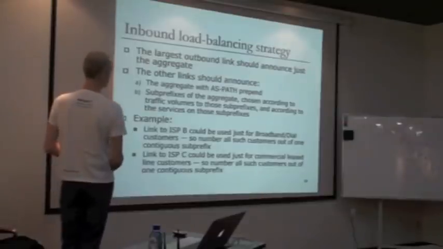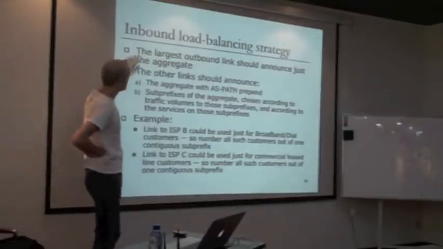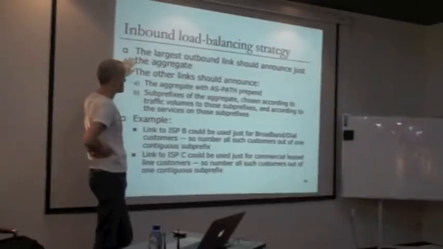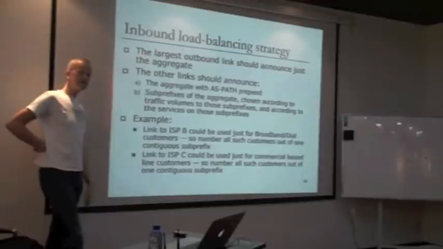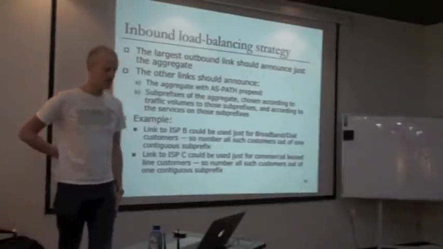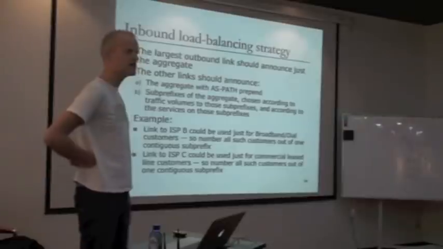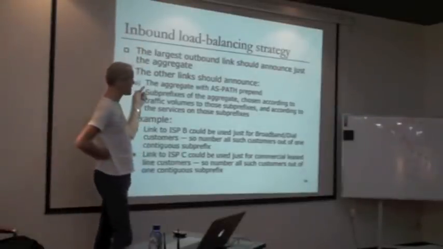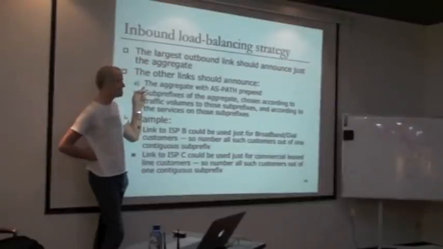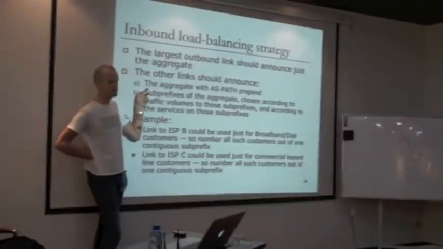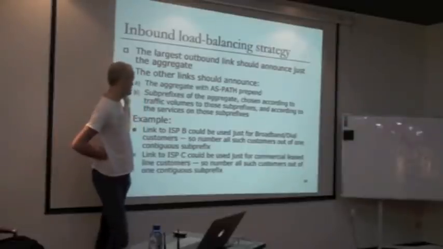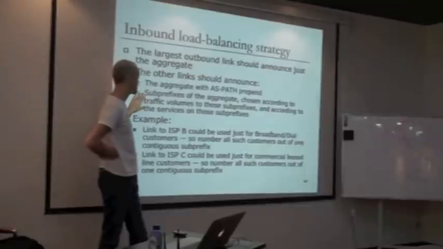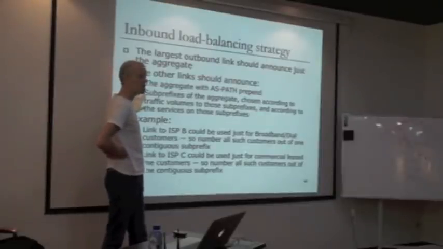What about inbound load balancing? Well, the largest outbound link should announce just the aggregate. The other links announce the aggregate as well, so you get backup, but do an AS path prepend, or two. Sub-prefixes of the aggregate, announce these out the links as well, depending on traffic volumes, or maybe according to services.